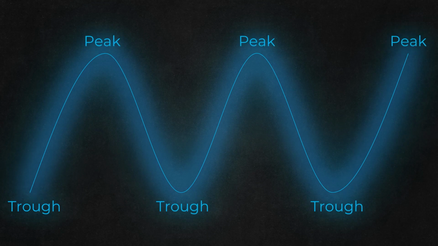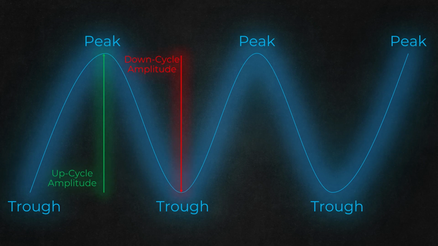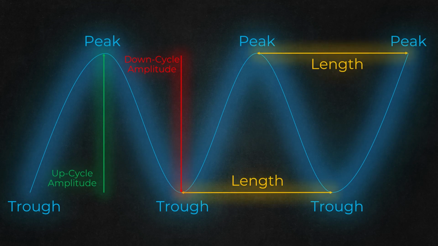The cycle amplitude is the height of this wave. The amplitude from a trough to a peak is called upcycle amplitude, and the amplitude from a peak to a trough is called downcycle amplitude. The cycle length is the distance between two peaks or the distance between two troughs. We can analyze the highs and lows in a price chart with these elements in mind.